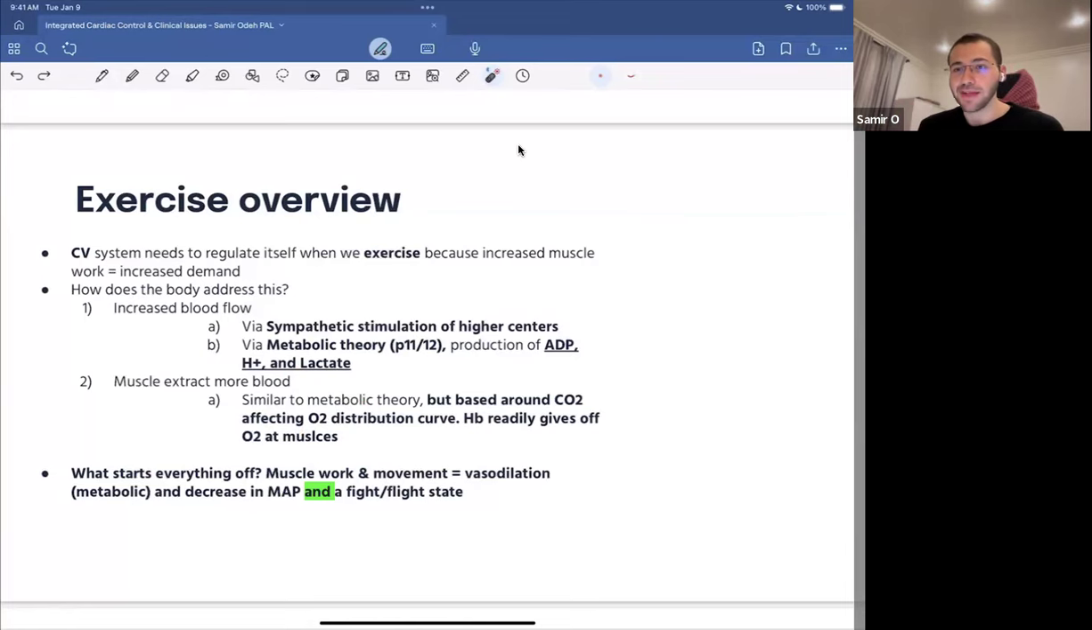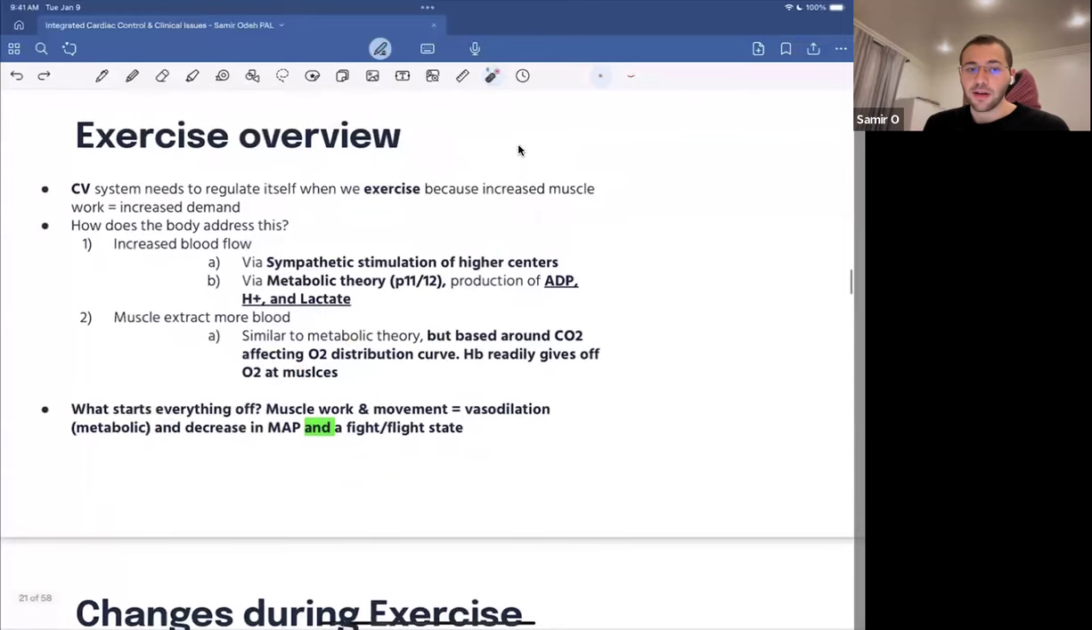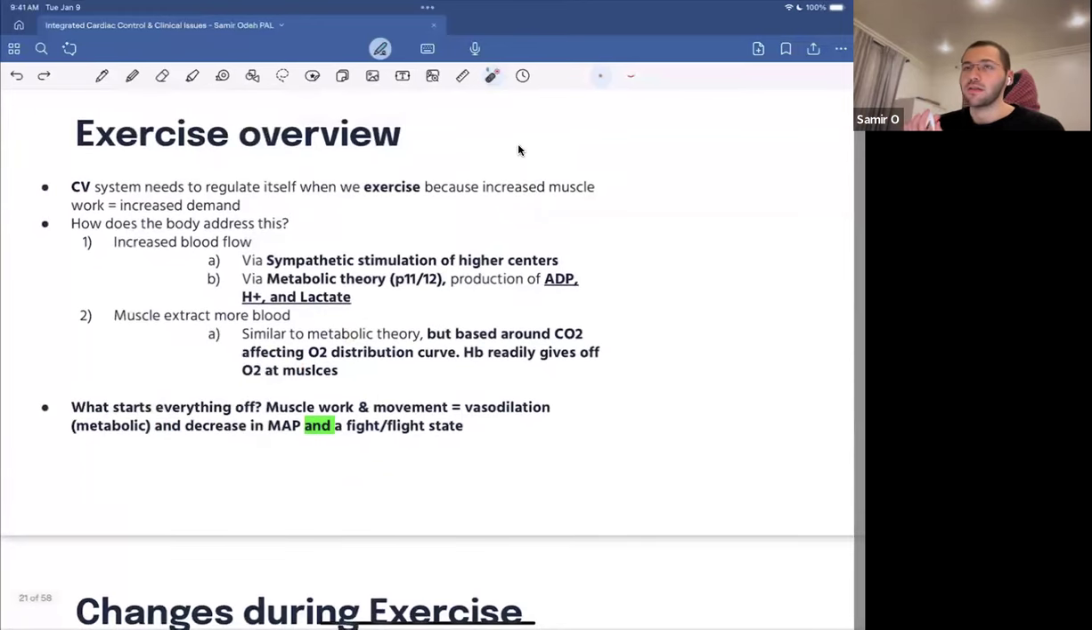Essentially, in more acidic environments and in lower oxygen tension environments, hemoglobin is going to more readily release that oxygen. And this is going to be very beneficial for those muscles that are actively working. So one easy way to think about it is what starts everything off. What is the starting point in that baroreceptor reflex drawing that we did? It's decreased blood pressure. How is it decreased blood pressure? It's because all those blood vessels that supply the muscles are vasodilating. This vasodilation is causing a decrease in blood pressure.